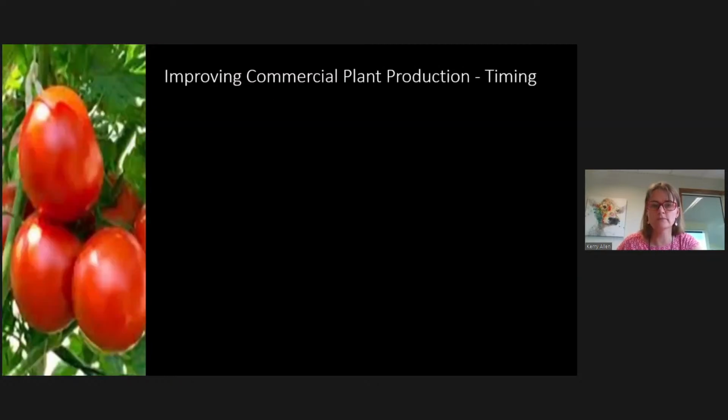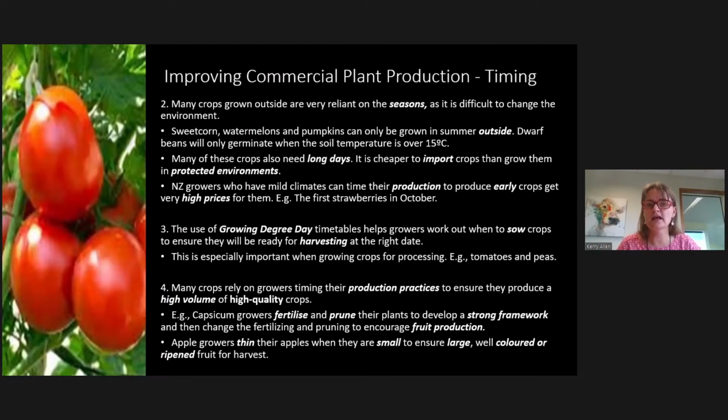Okay, so then another is being reliant on the seasons. Some crops can only be grown in the summer because they need the long days for crop maturity. These are things such as maize, sweet corn, watermelons, pumpkins, and strawberries. Production of those at the start of the season is very high, and then it will tail off. It's harder to get strawberries ripened in October than it is in December or January. We've talked about growing degree days, so this is going to be an emphasis on your harvesting dates.